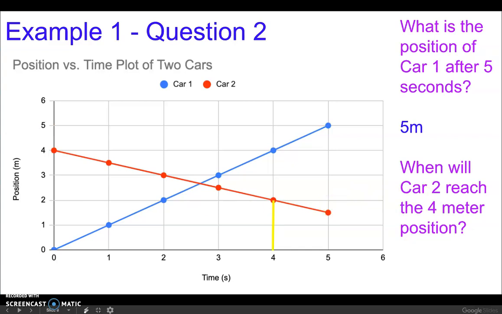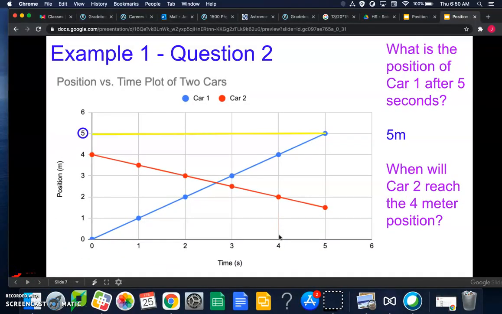And then when will car 2 reach the 4-meter position? Oh, whoops. Sorry about that. There's a little typo in there. So the next question is when will car 2 reach the 4-meter position? So I'm going to start at 4 meters, follow it over to the car 2 graph, and then I will follow that down to the time axis. If I go down, I can see that that's going to be a time of 0. So when will car 2 reach the 4-meter position? That's going to be at 0 seconds. So that's actually where car 2 starts.